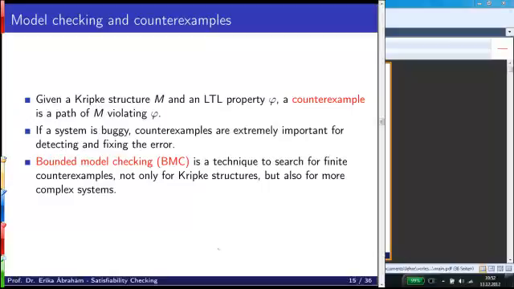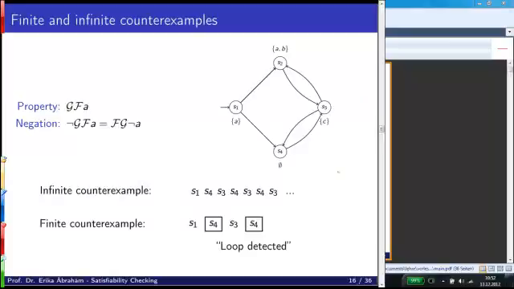Okay, perhaps I will just show now the structure of such a formula. So what we have is a Kripke structure, an LTL property, and what we search is a counterexample. And bounded model checking is a technique to search for finite counterexamples, not only for Kripke structures, but we look at Kripke structures. And here's an example. So if you have the property globally, finally A, that means never mind where you are in the system execution, in the future A will happen after a finite number of steps. This is a typical liveness property.